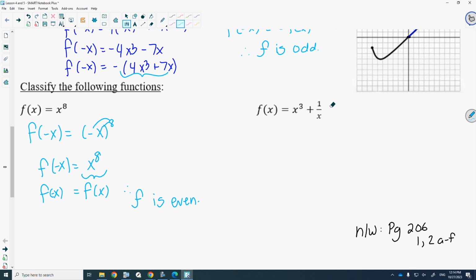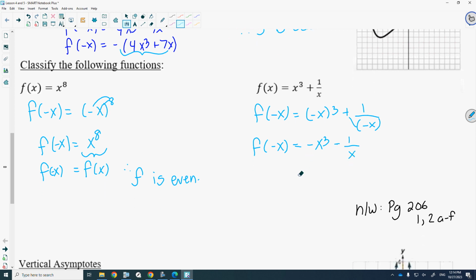This one here, f of negative x is equal to negative x cubed plus 1 over negative x. I'm going to bring the negative out and factor out a negative 1. And I'm going to get x cubed plus 1 over x. And f of negative x is equal to negative f of x. Therefore, the function is odd, and it'll be symmetrical with the origin.